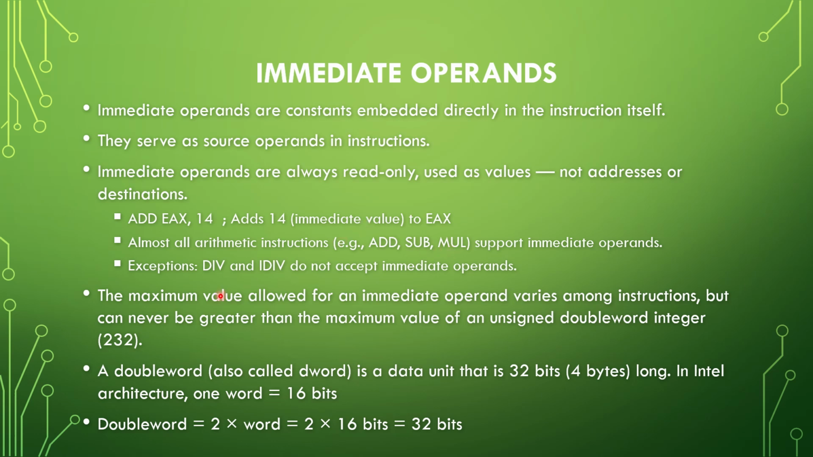In the case of immediate operands, the maximum value allowed can never be greater than the maximum value of an unsigned double word integer, which is 2 raised to 32. And what is meant by a double word integer? It is nothing but a D word. We know that in Intel, one word is equal to 16 bits, right? So a double word is 2 into one word. That is 2 into 16, which is equal to 32 bits.